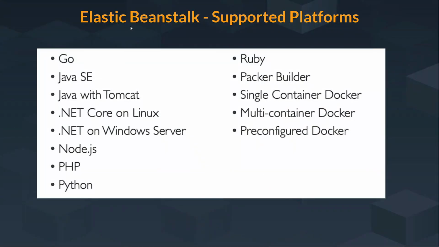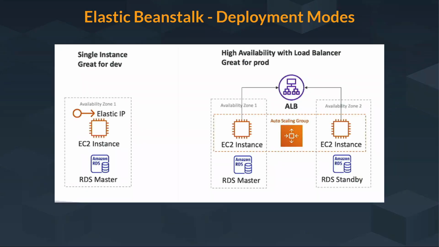It also has some supported platforms. It supports Go, Java SE, Java with Tomcat, .NET, Node.js, PHP, Python, Ruby, Packer Builder, single container Docker, multi-container Docker, and preconfigured Docker. All these are supported platforms for Elastic Beanstalk, and these are two deployment modes.